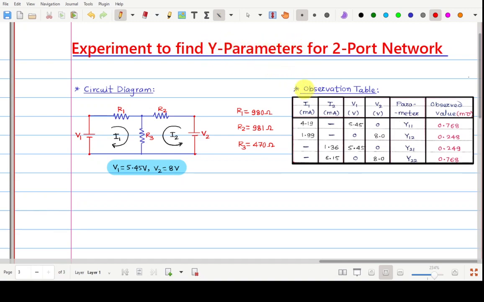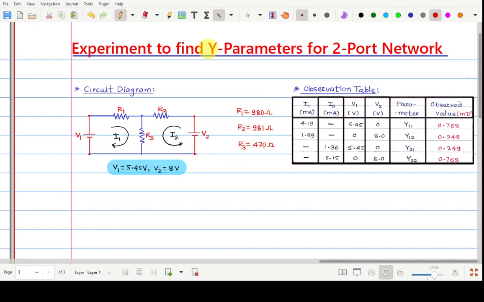Okay, so this was the observation table during our part 1. Here we have measured various currents and voltages, and from those values we have calculated the Y parameters for the corresponding network. This was the circuit we used during the practical demonstration. It is basically a T network. It is a two-port network where V1 and I1 are port 1 parameters and V2 and I2 are port 2 parameters. V1 and V2 were the externally applied voltages, respectively 5.45 and 8 volts. And the values of R1, R2 and R3 are like this.